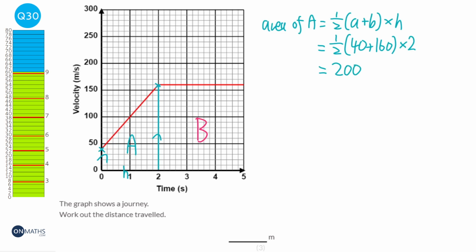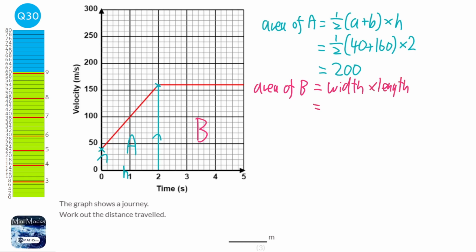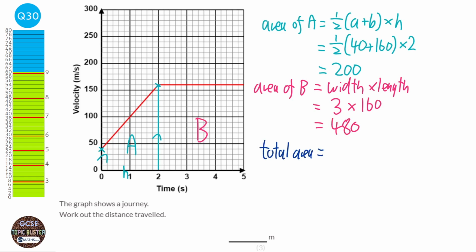And similarly, to work out the area of B, it's just width times length. So that's going to be 3 wide, and again 160 tall. So 3 times 160, which would be 480. And so we need to work out the total area. And we do that just by adding the 2 together. So 200 plus 480, which will be 680.